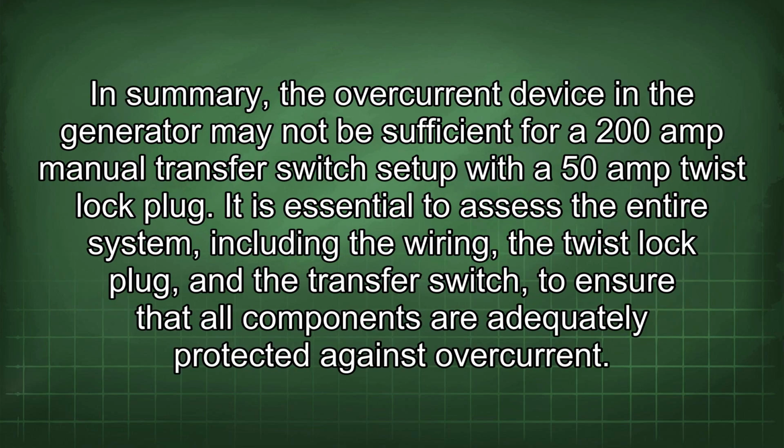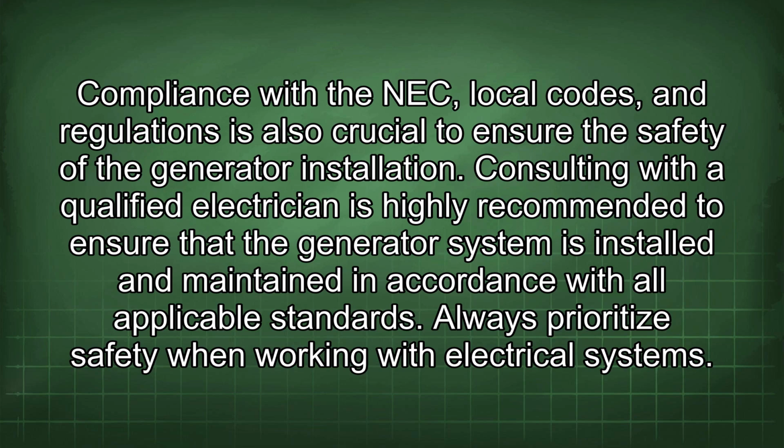In summary, the overcurrent device in the generator may not be sufficient for a 200 amp manual transfer switch setup with a 50 amp twist lock plug. It is essential to assess the entire system, including the wiring, the twist lock plug, and the transfer switch, to ensure that all components are adequately protected against overcurrent. Compliance with the NEC, local codes and regulations is also crucial to ensure the safety of the generator installation.